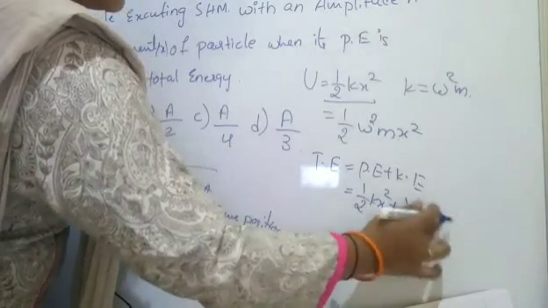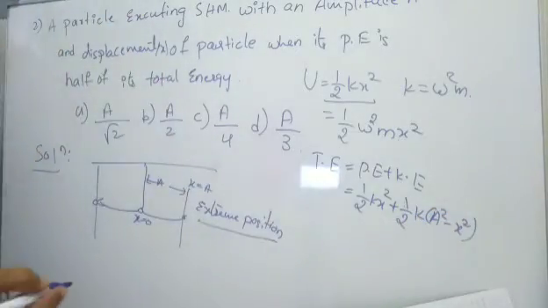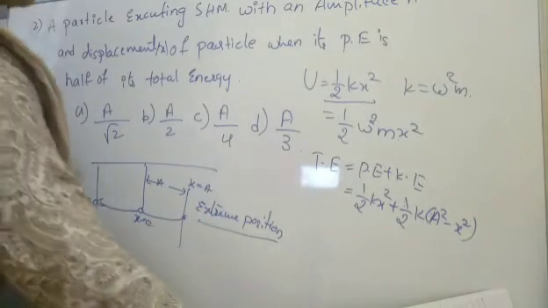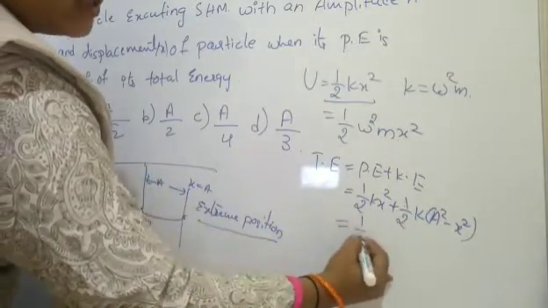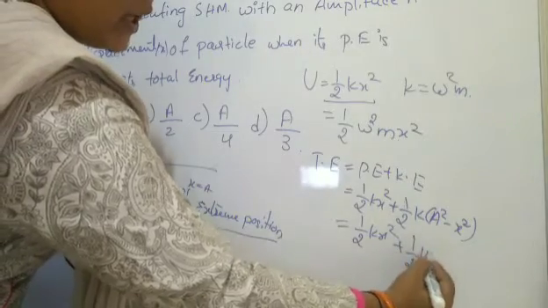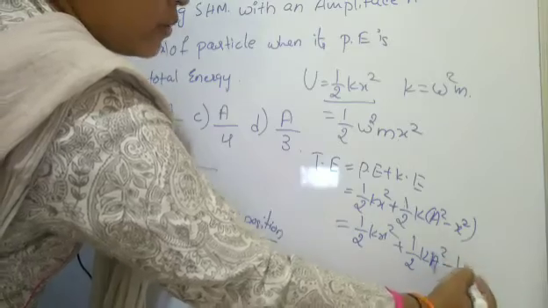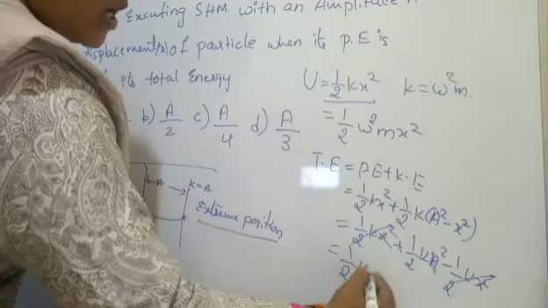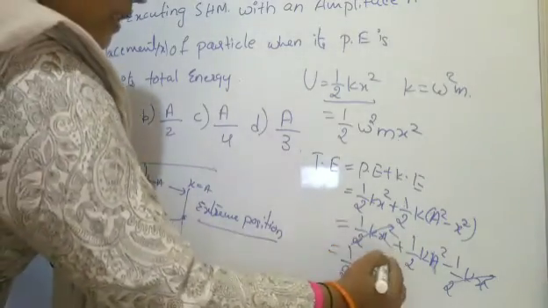We'll make the clarification stepwise, and later once you catch the point you can do it by yourself without any disturbances here, right? So 1 by 2 k x square plus 1 by 2 k a square minus 1 by 2 k x square. So x square cancels, and what remains is 1 by 2 k a square.